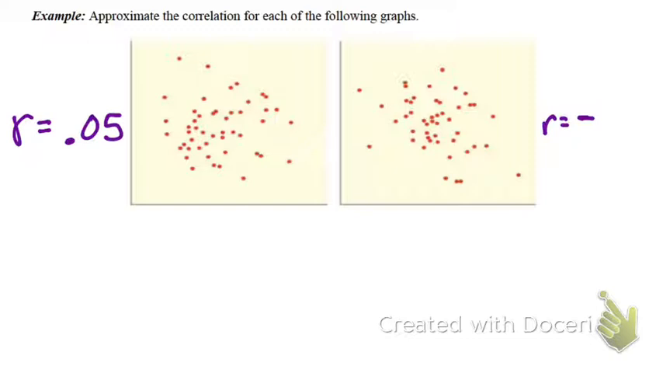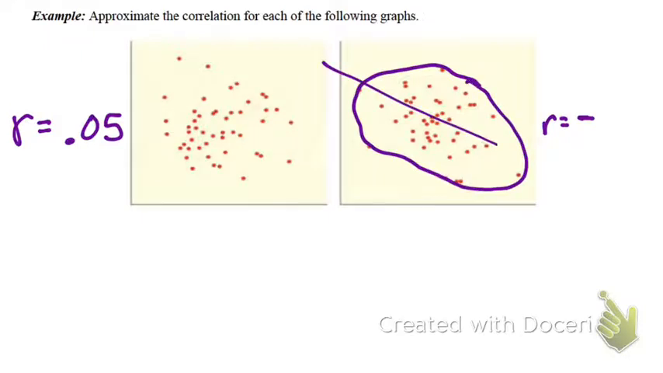How do you know that? I'm joking. You don't see the negative, so it's probably 0.05. Do you see how it's kind of trending negative like that? That's what we're talking about. But the other one.